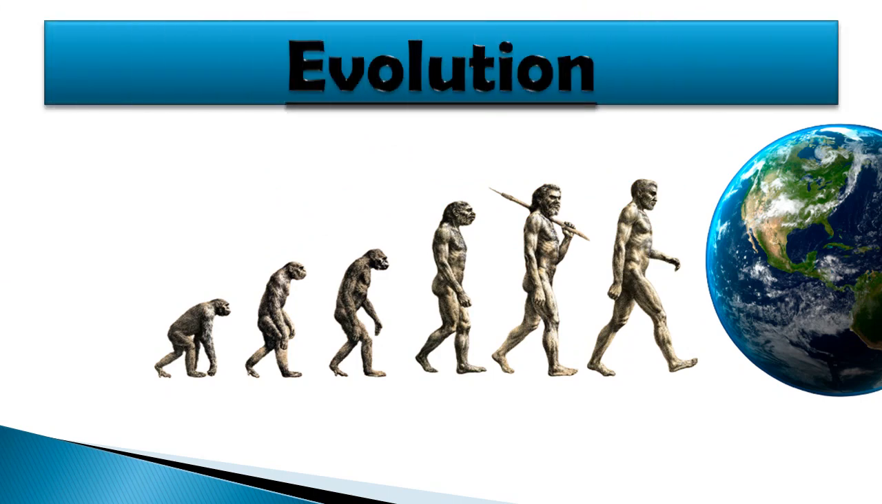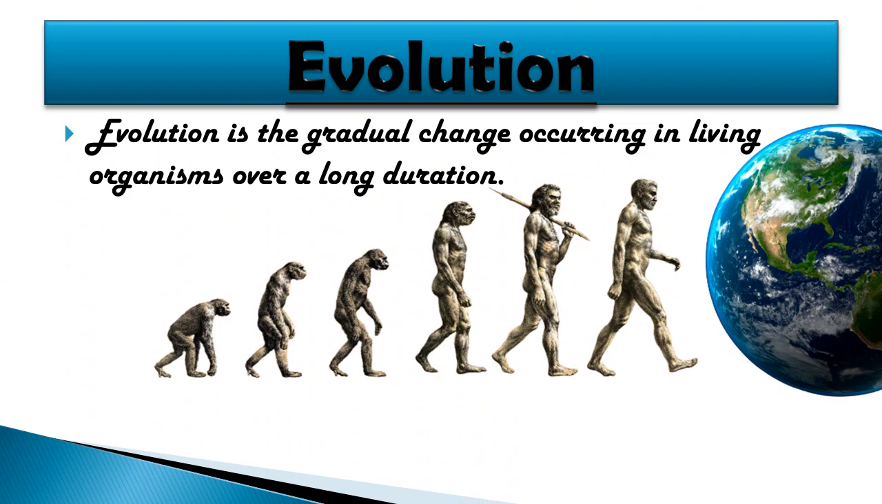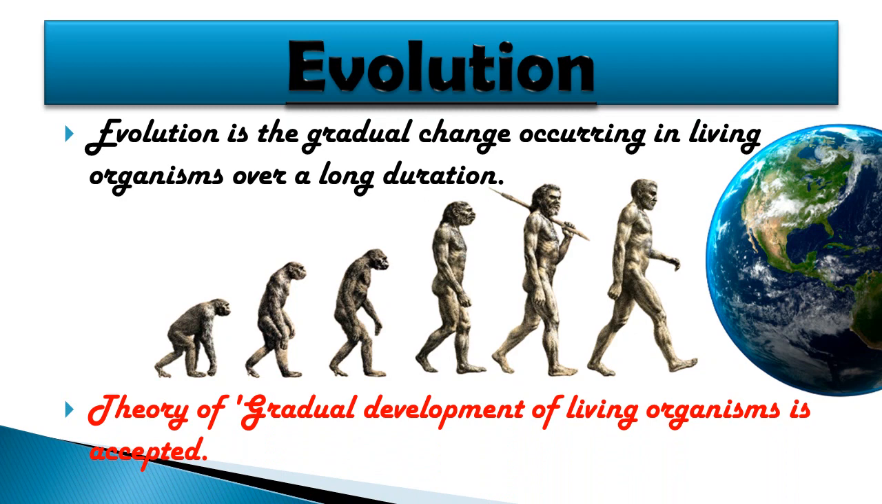Okay, now let us first revise about evolution. So what is evolution? Evolution is a gradual or slow process of changes occurring in living organisms over a long duration. So this evolution takes thousands, millions of years to change different organisms. Okay, and there are different theories about the origin and evolution of life that have been proposed till today, of which the theory of gradual development of living organisms is widely accepted.